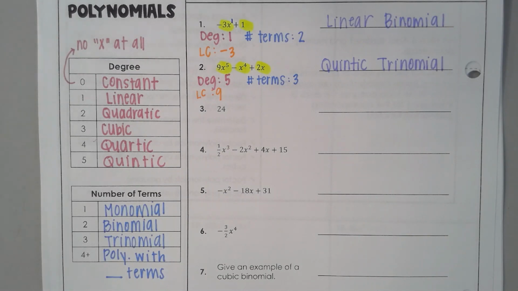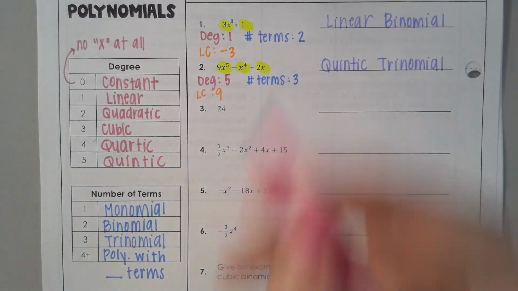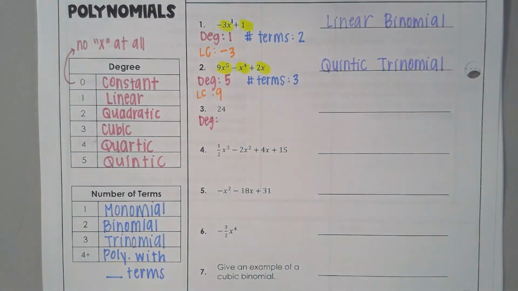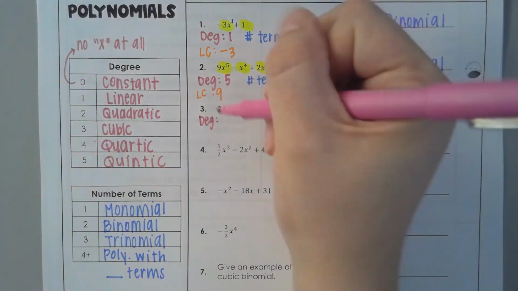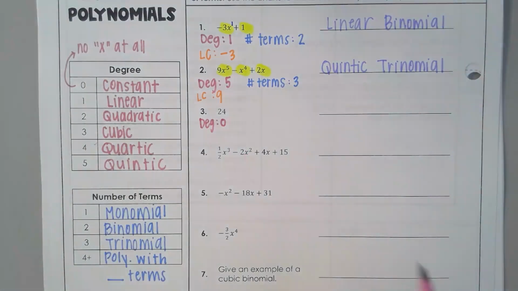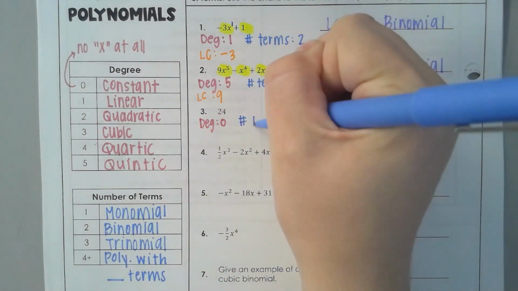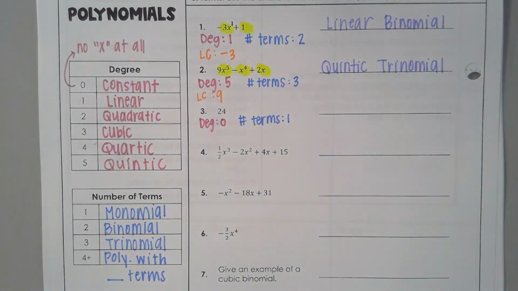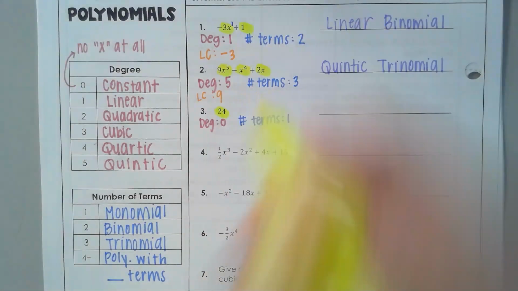Alright, number 3. What's the degree? The degree is 0. If there's no x at all, it's a degree of 0, which is a constant. And then the number of terms is 1. There's nothing being added or subtracted, so there's just 1 term.